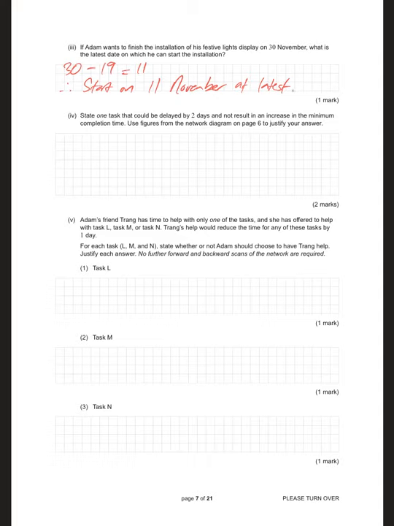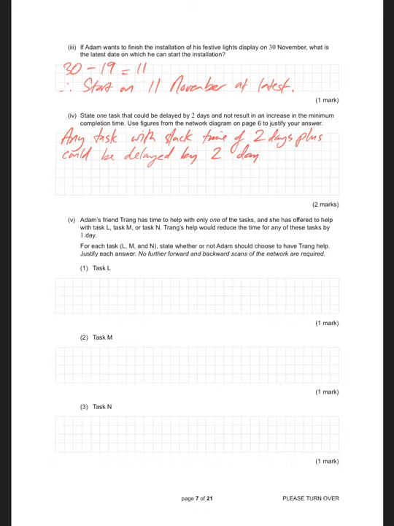State one task that could be delayed by 2 days and not result in an increase in the minimum completion time. So there's a few tasks with a lot of slack time. So any task with slack time of 2 days plus could be delayed by 2 days.